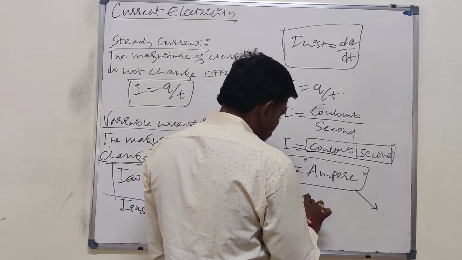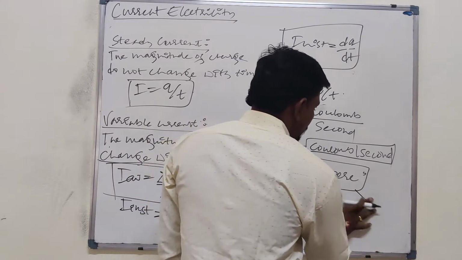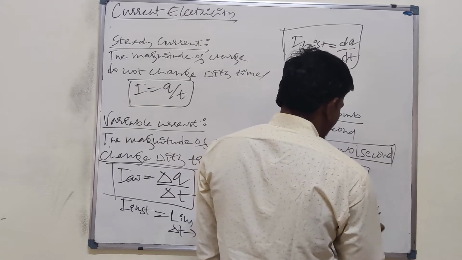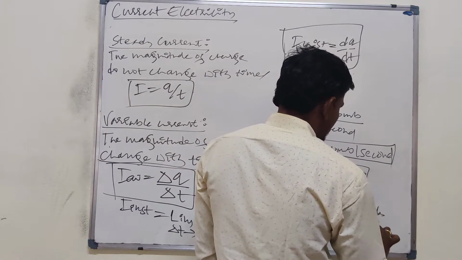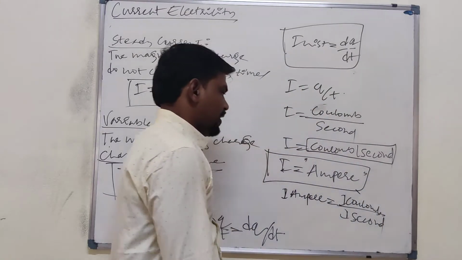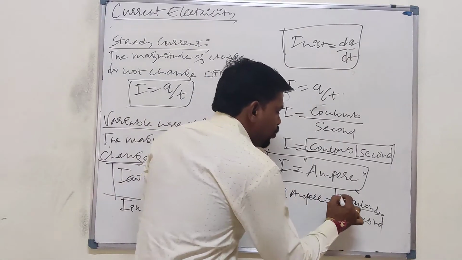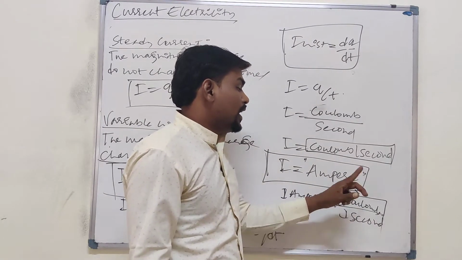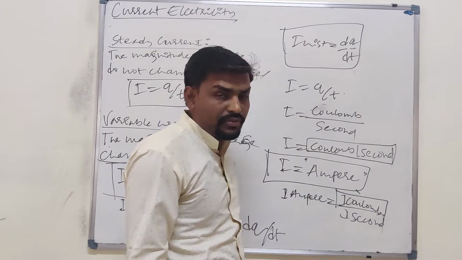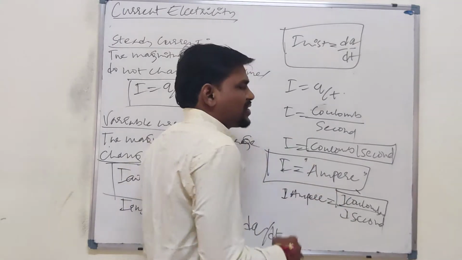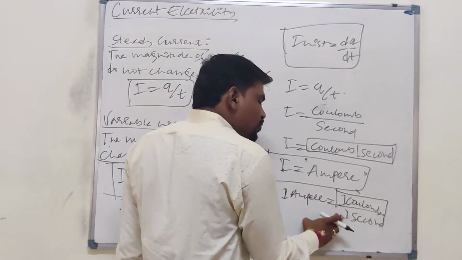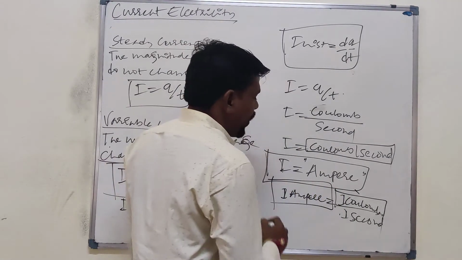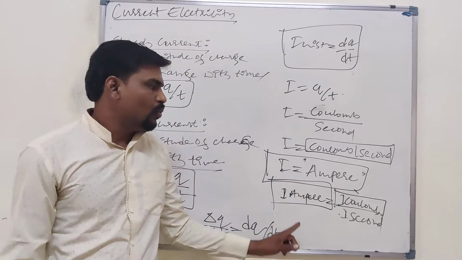Here I am going to write I means ampere. 1 ampere is equal to 1 coulomb divided by 1 second. If 1 coulomb charge flows through any cross sectional area of the conductor in 1 second, that is called 1 ampere.